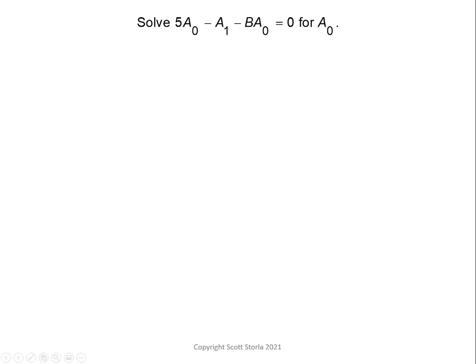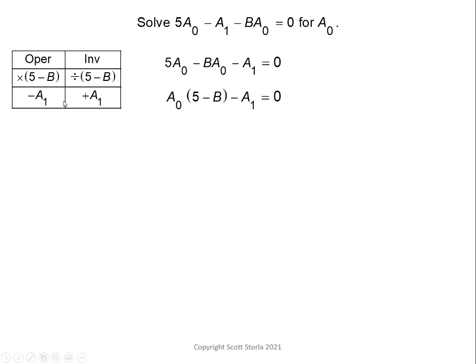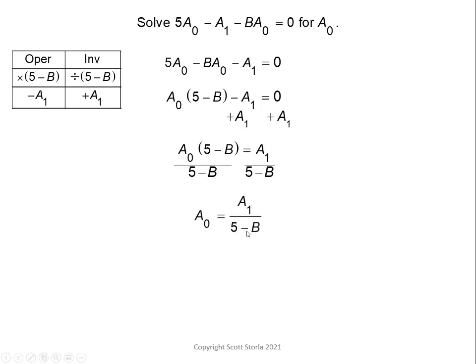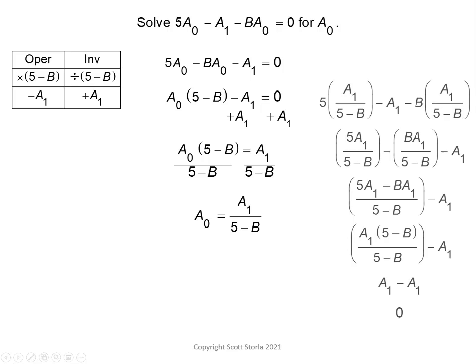Here's one for you. After rearranging my two a sub naught terms and factoring out a sub naught, I have a product and a difference. I can undo that using adding and dividing. I'll add first, I'll divide second. Here's my solution, and here's my check.